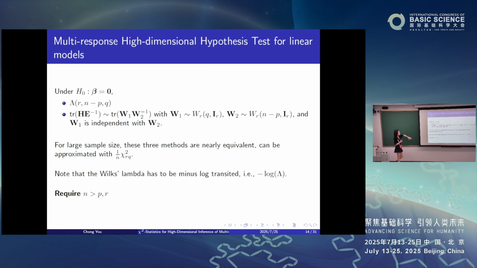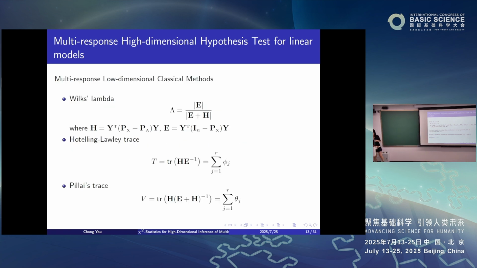But here I've got to mention that for Wilks lambda, it has to be minus log transformed. So lambda here is basically the ratio of this one. For the log likelihood ratio test, you need to put a log here.